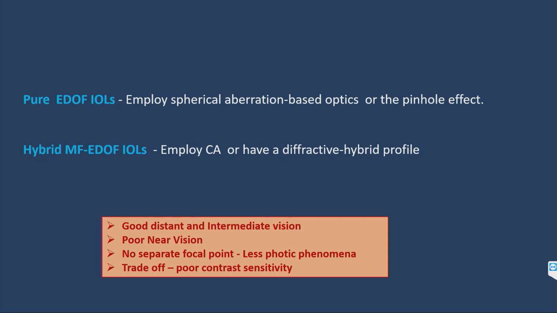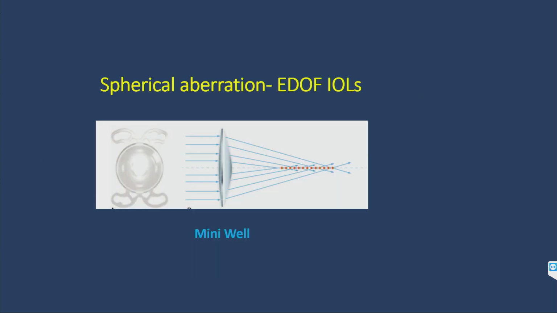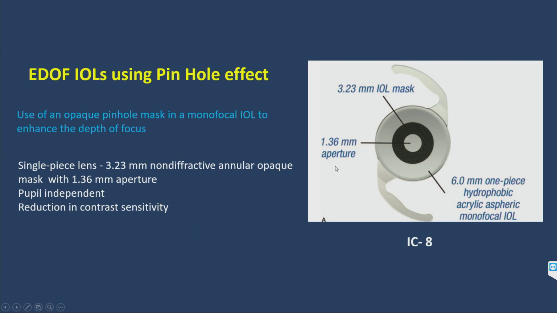Since they didn't have separate focal points, they had less photic phenomena, but the trade-off was that, because of the less light, the contrast sensitivity was poor. Now, this is a lens that uses increased spherical aberration. You can see that as the spherical aberration range increases, the depth of focus also increases. Another type of EDOF lens is one using the pinhole effect.